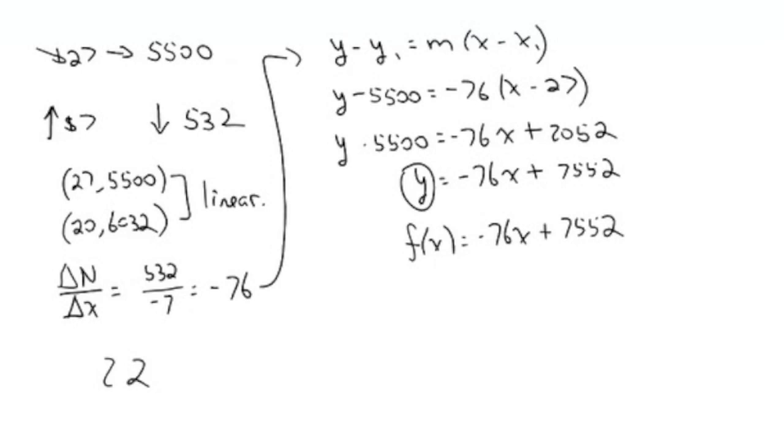Check one of your points. Take 20, plug it into your function, and see if you get 6032 out of it. So, negative 76 times 20 plus 7552. Make sure it works. 76 times 20 is... 5, 15, 20. Yeah, that's right. It's right.